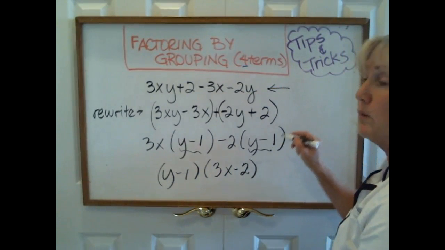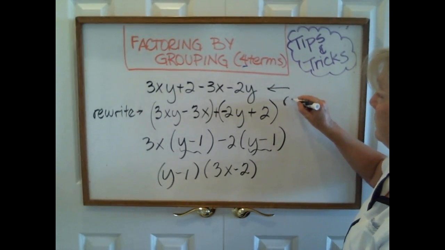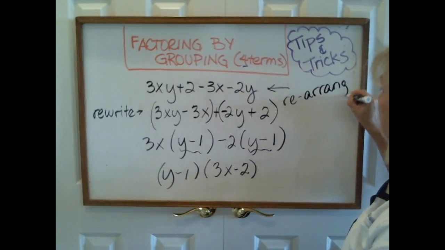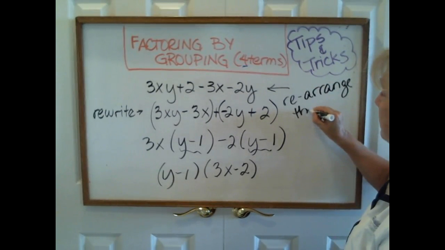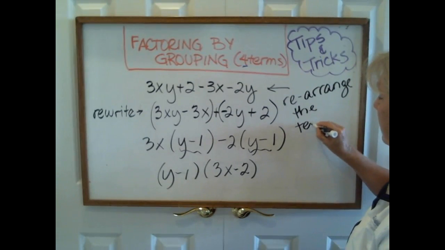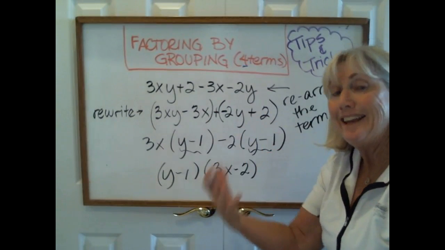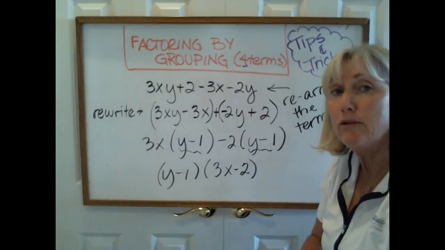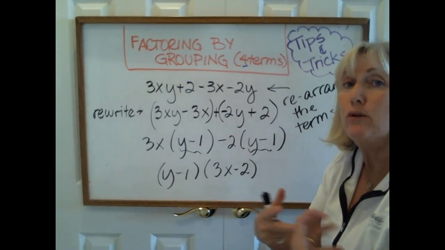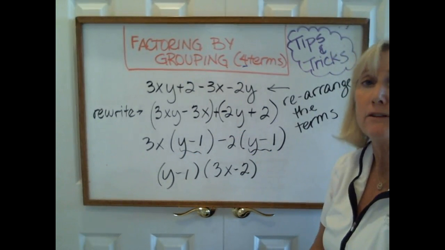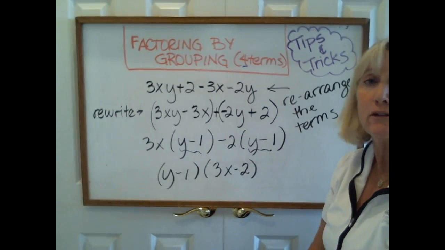The key for this one is we need to rearrange the terms. So if you first look at something and it can't be factored, try rearranging it to see if you can possibly get a common factor left over like this. So that's factoring by grouping.